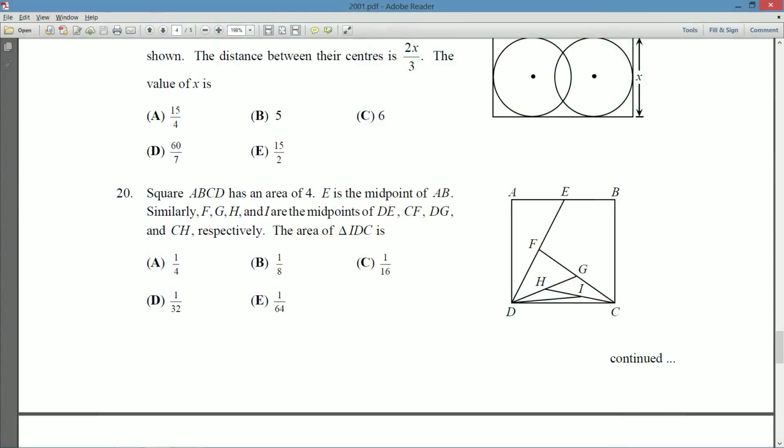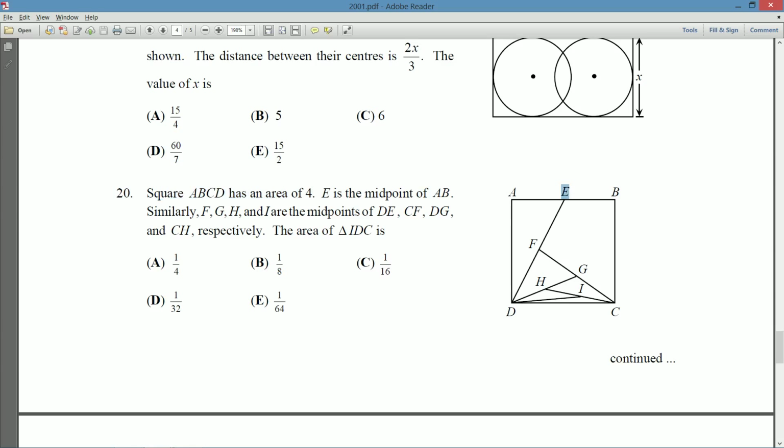Okay. Question 20. Square ABCD has an area of 4. Well, it's a square with area 4, and my mind is already kicking in. What's the square root of 4? It's 2. So we should have a side length of 2 here. I don't know if that's going to be helpful, but that's something my brain immediately jumps to after the very first sentence. Okay, E is the midpoint of AB.